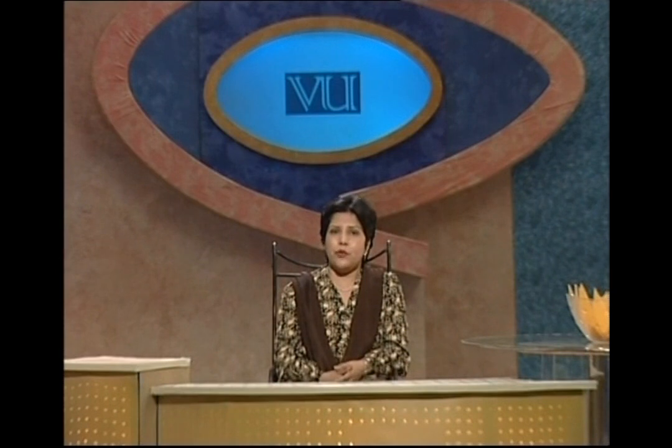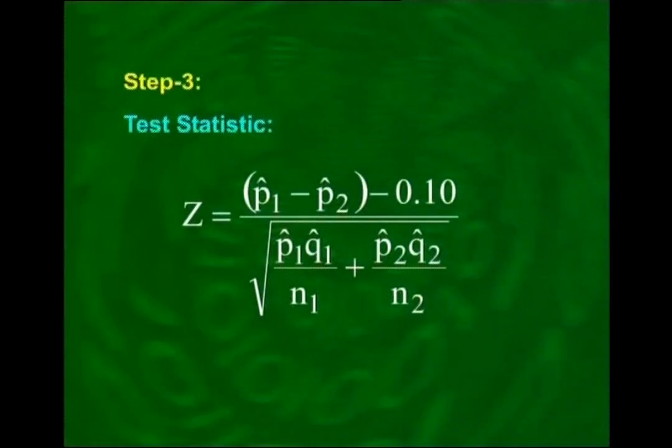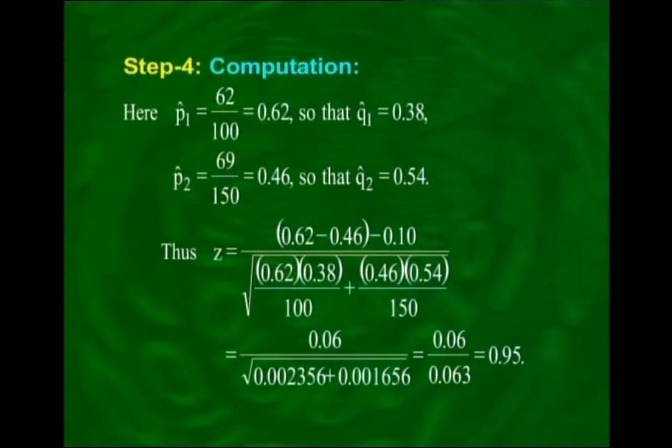So as you once again see on the screen, our test statistic in this particular problem is given by z is equal to p1 hat minus p2 hat minus 0.10, this value we get according to the null hypothesis, and this whole quantity divided by the square root of p1 hat q1 hat over n1 plus p2 hat q2 hat over n2. The next step is to compute the value of z.